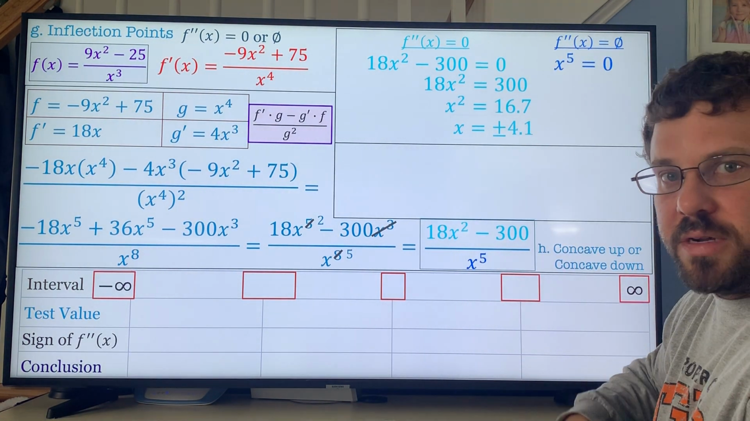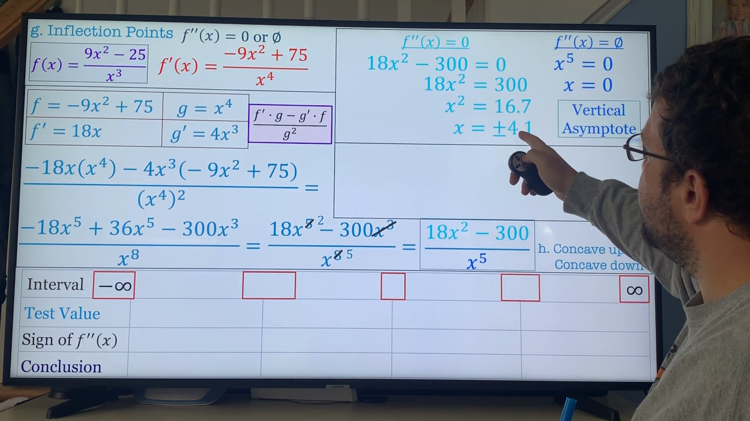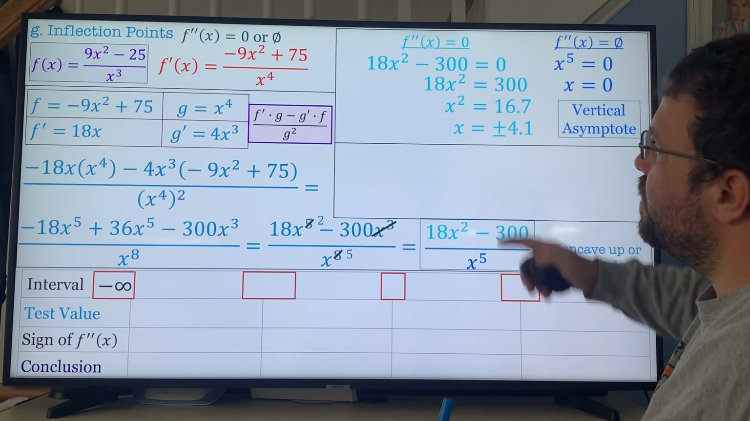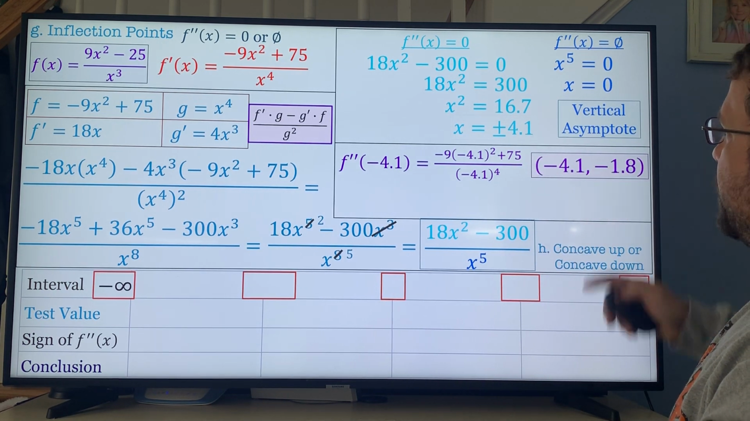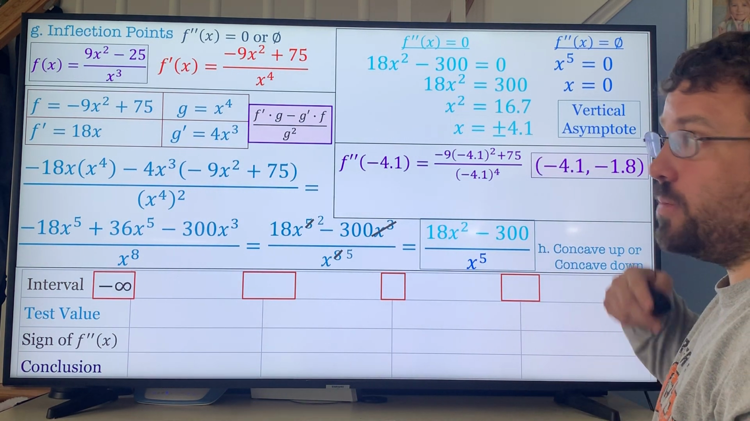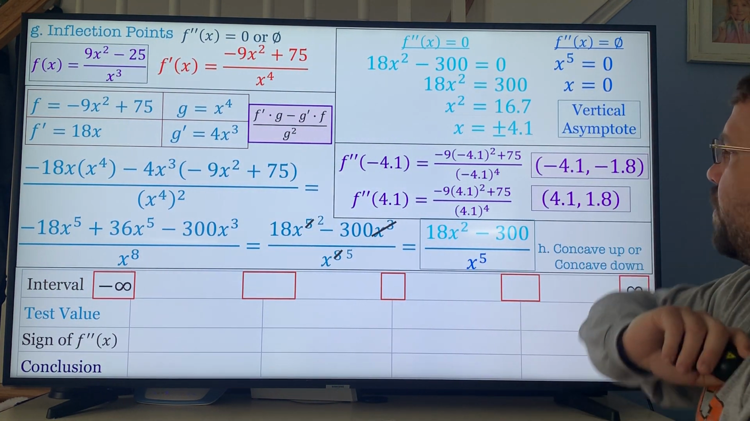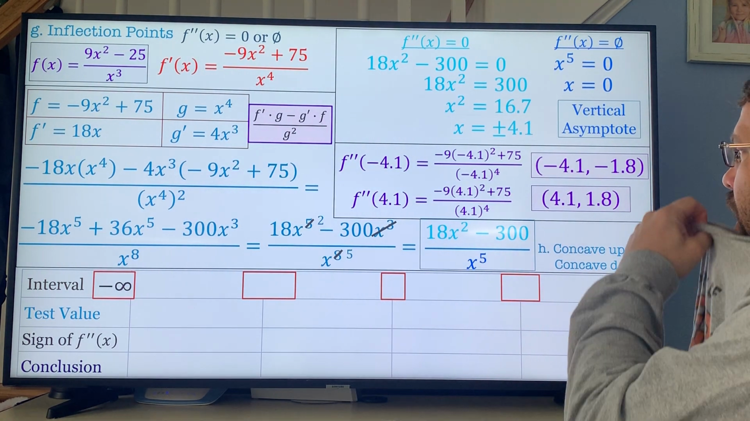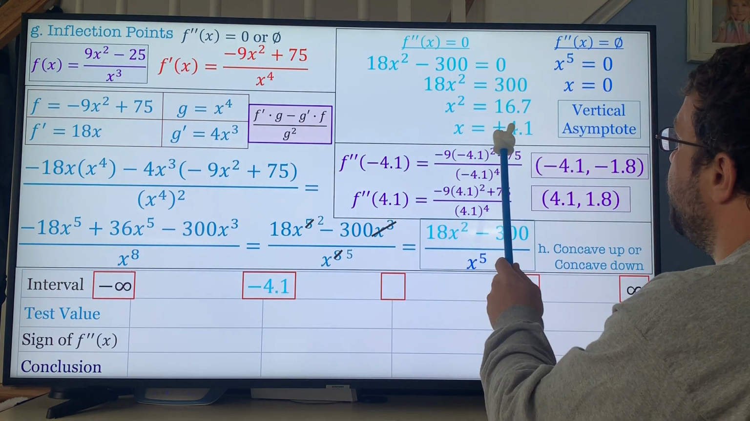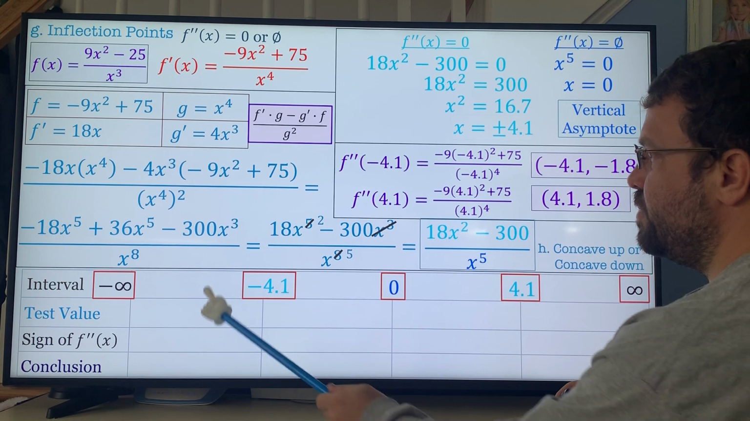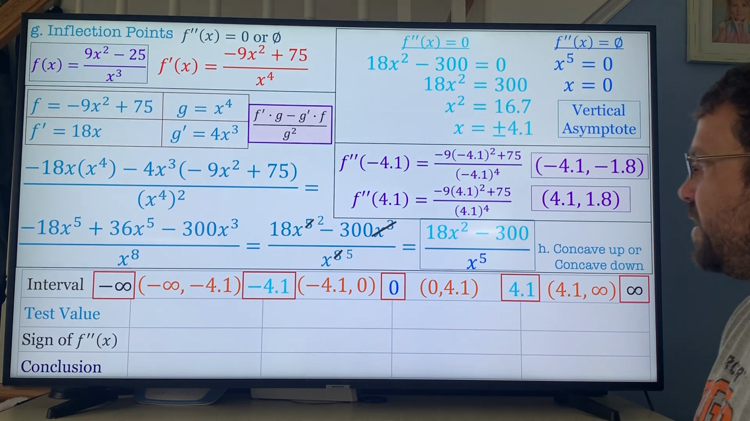Numerator equals 0. That's an easy one. X to the 5th equals 0, so x equals 0. So 0 we know is our vertical asymptote. To find these actual critical numbers, you're going to take 4.1, plug them into your original equation. When I plug a negative in there, I get negative 4.1, negative 1.8 as my first inflection point. Take the positive 4.1, plug it into the original equation, and I get 4.1, 1.8 as my second inflection point.